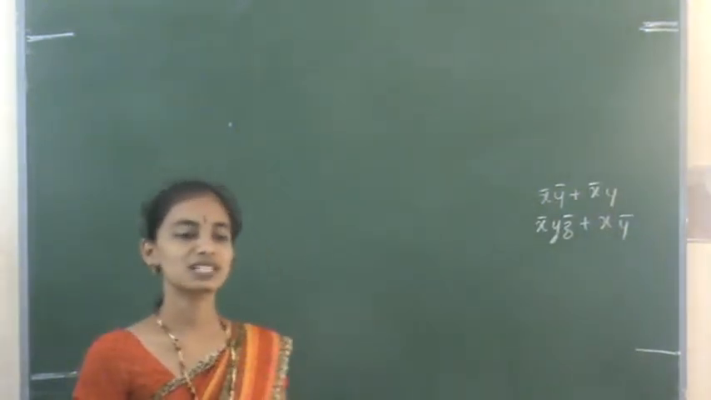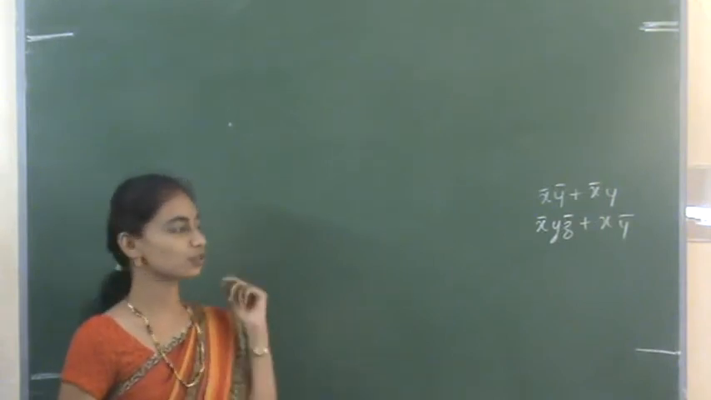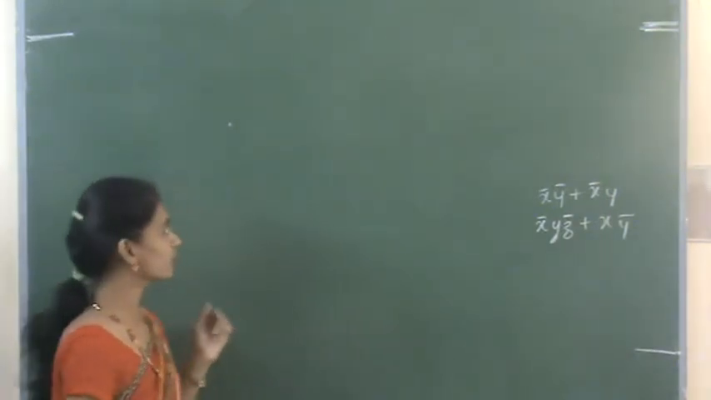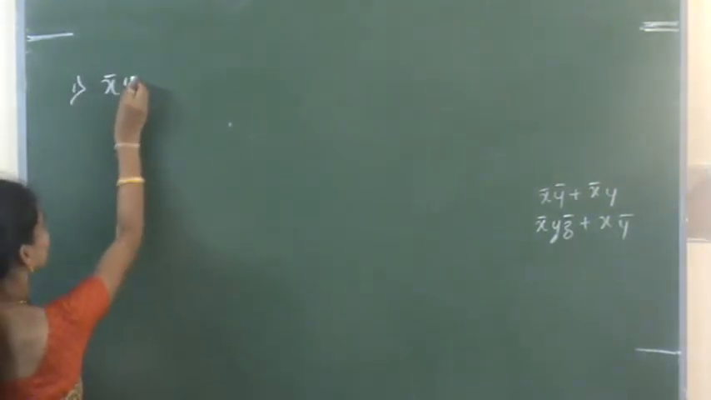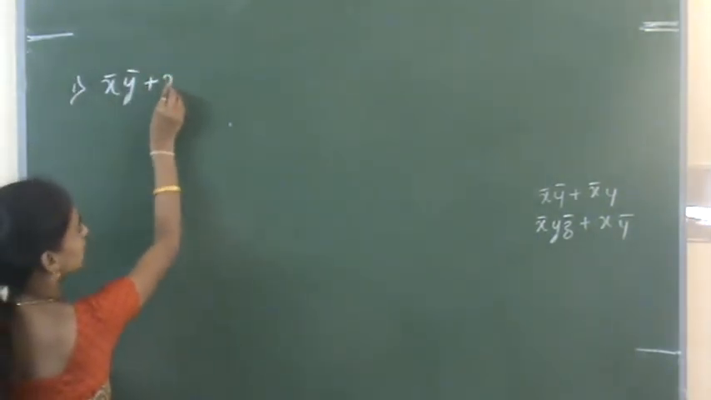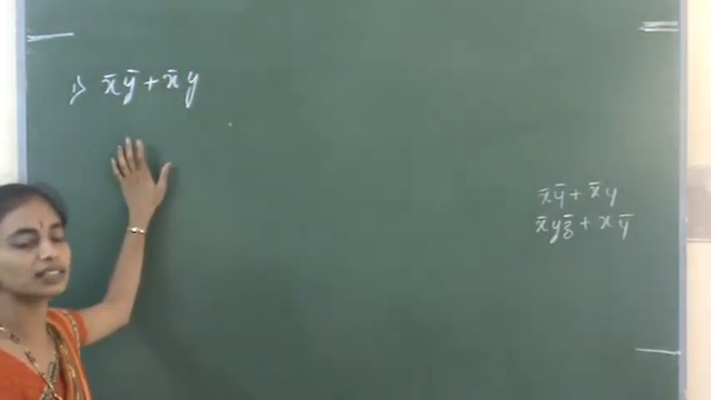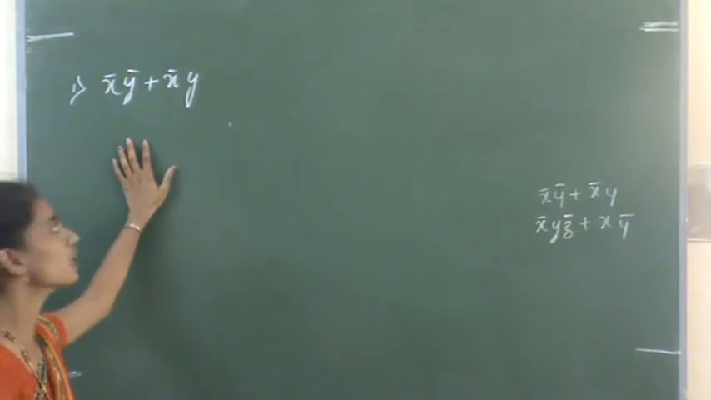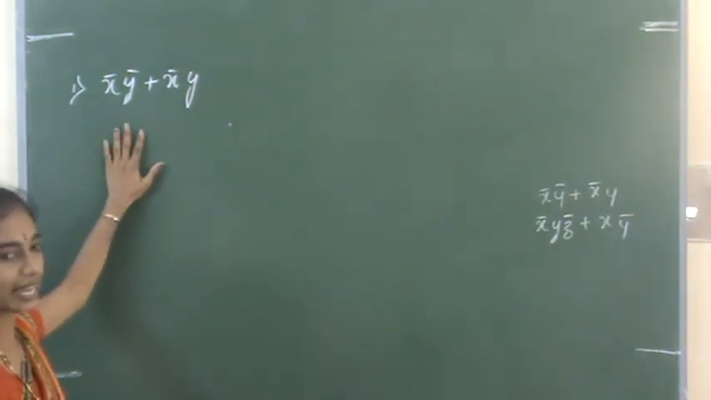So in the last class we studied the evaluation of a Boolean expression, and we will continue that. We will take this Boolean equation, x bar y bar plus x bar y. With the help of a truth table, we are evaluating this expression.